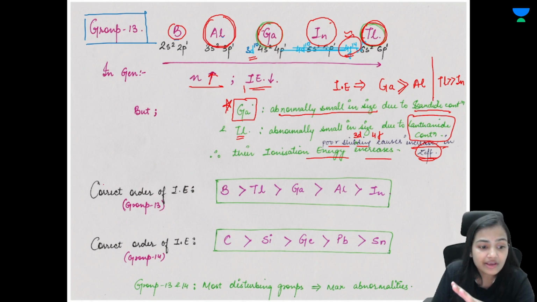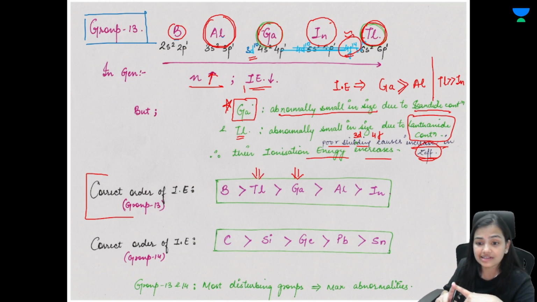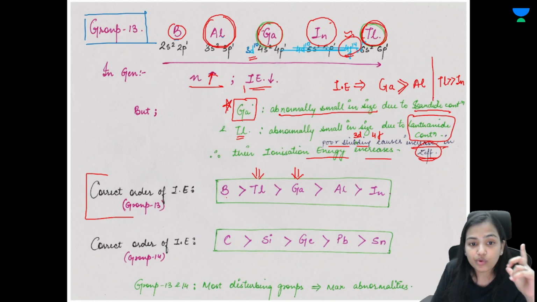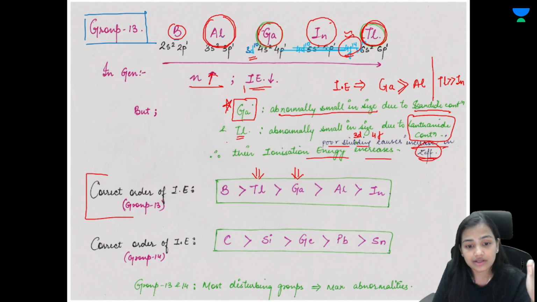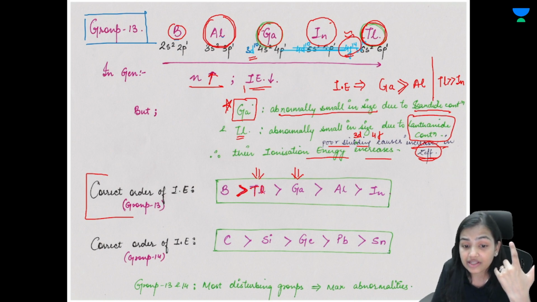Now if someone asks you what is the correct order, we found that gallium and thallium were both very irregular in their trend. So what is the exact trend? Guys, boron, because this is of the second shell, and the second shell is very close to the nucleus, so boron has the highest ionization energy. But then after comes thallium. Yes, you would be surprised to see, but thallium has the next ionization energy.